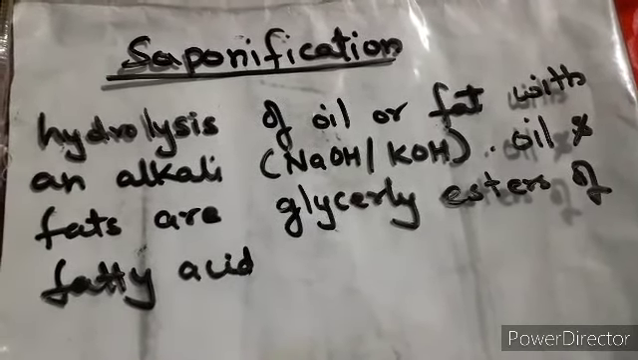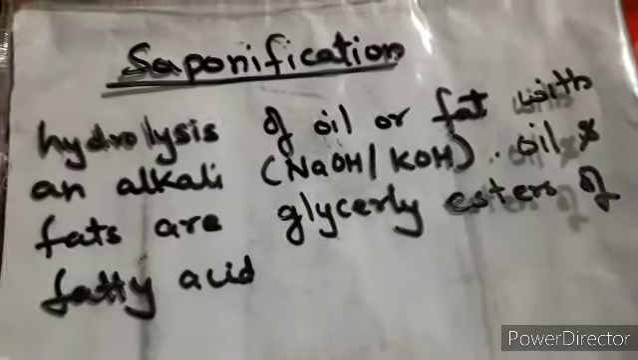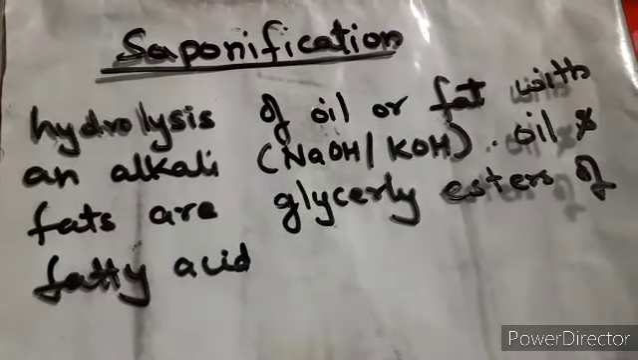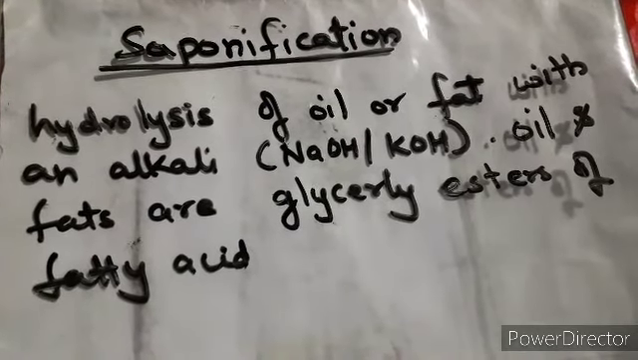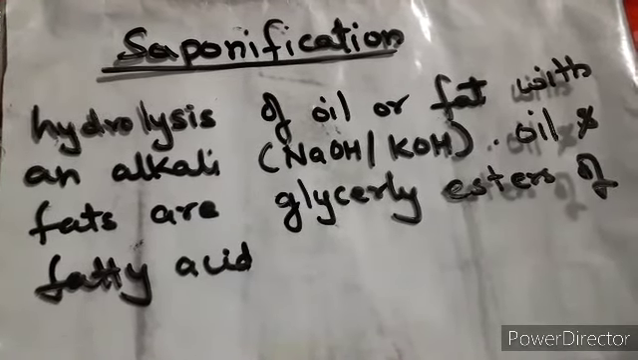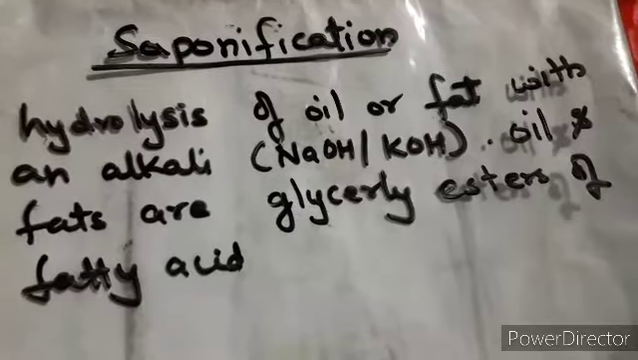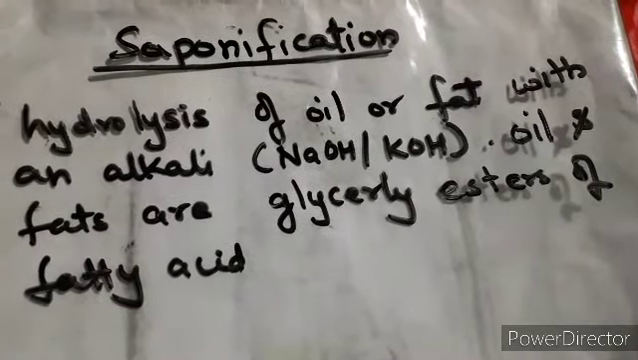Now in saponification, the hydrolysis of oil or fats takes place with the help of an alkali. Alkali, you can use any of them, either sodium hydroxide or KOH. So this reaction takes place, and in this you have to remember the oil or the fat which you are using is a glyceryl ester of fatty acids, right?